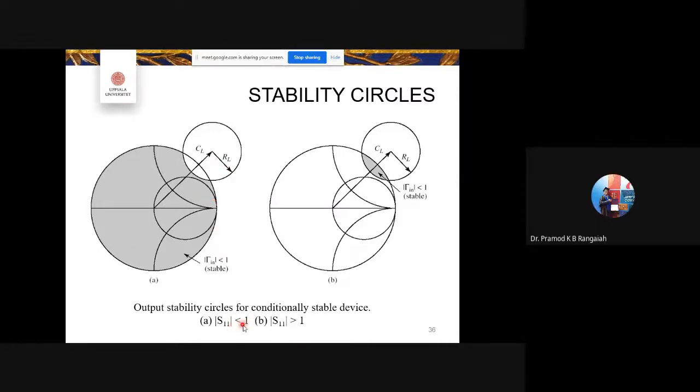If |S11| is greater than 1, then only this much will be stable. And if |S11| is less than 1, this complete Smith chart will be stable, and we can use this complete area for the circuit design. So stability analysis has to be made for every transistor. None of our transistors will be unconditionally stable, so a stabilizing circuit or stability enhancement circuit has to be prepared first, and then we should follow the other steps.